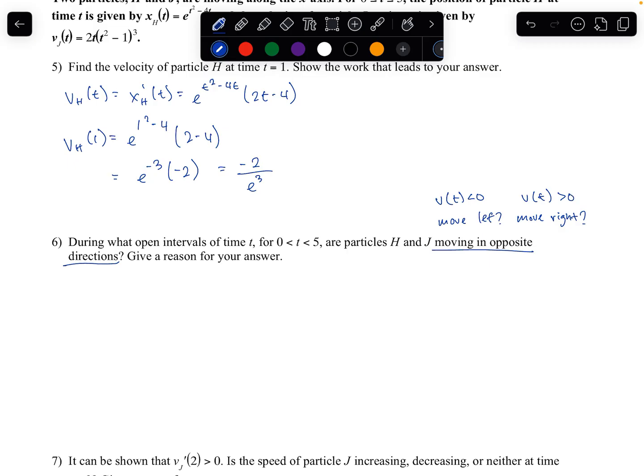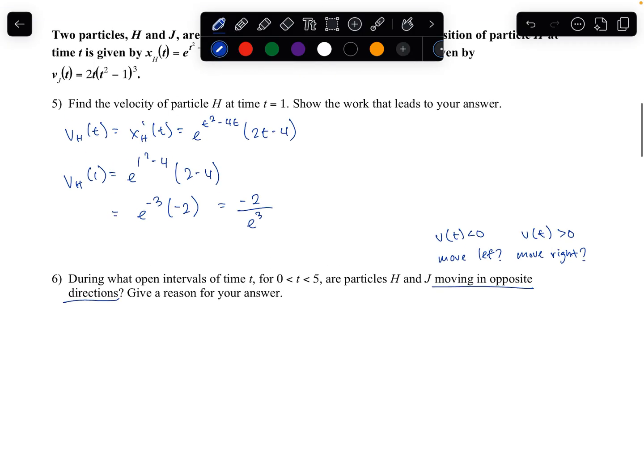So let's take a look at h. We have the velocity of h. We found it here. So we'll take the velocity of h, which is equal to e to the t squared minus 4t times 2t minus 4. And we're interested in knowing when it's moving left and when it's moving right. The best way to know would actually be to first find when it's equal to 0. If I find when it's equal to 0, then it becomes a lot easier to tell. So I'm just going to set this equal to 0.